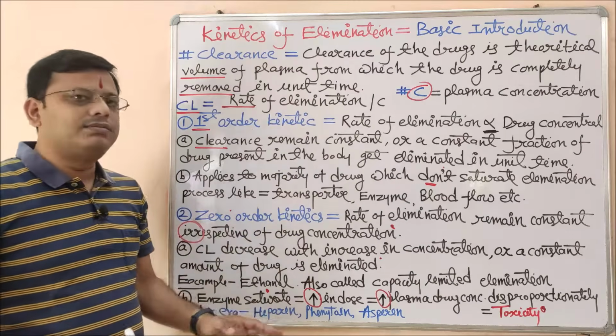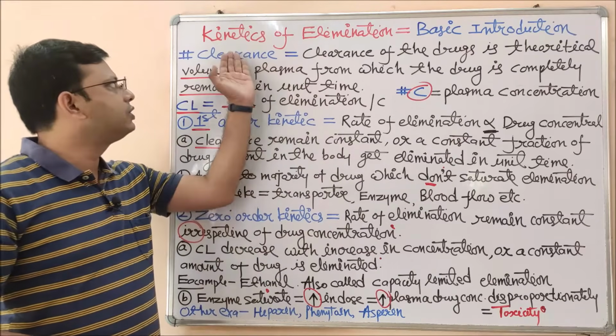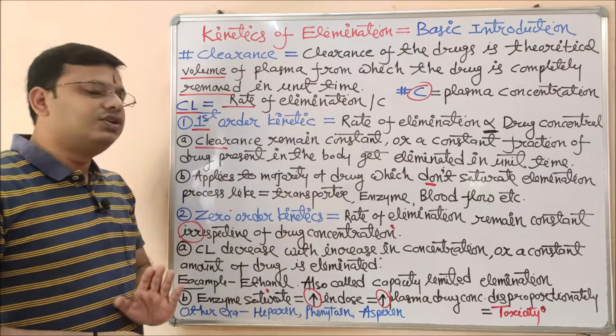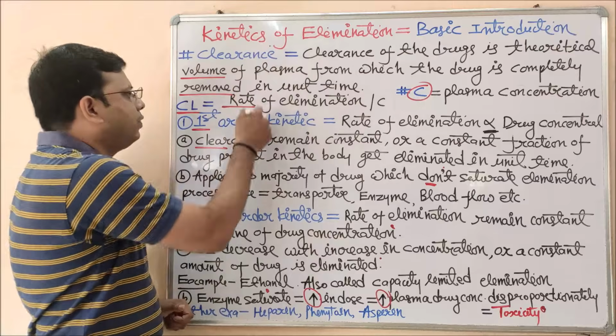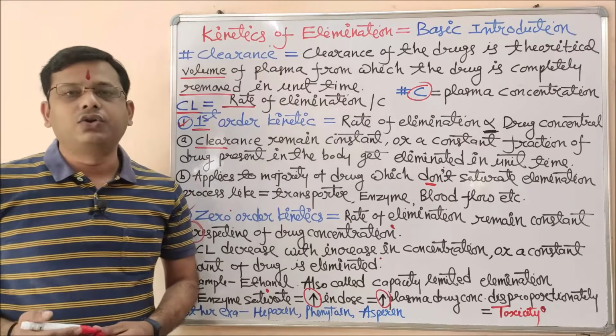So these were basic terms, only definitions we need to study, nothing more. So these were two terms, first order kinetic, clearance, and zero order kinetic. Clearance was basic to understanding these two terms, while the two important terms were only first order and zero order kinetic.